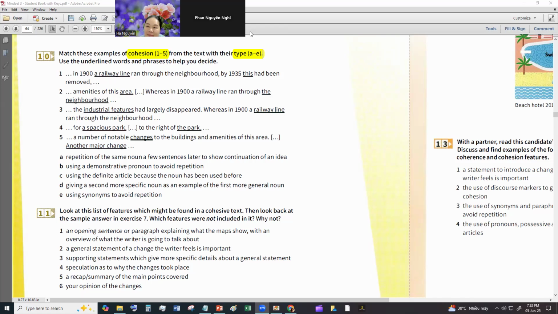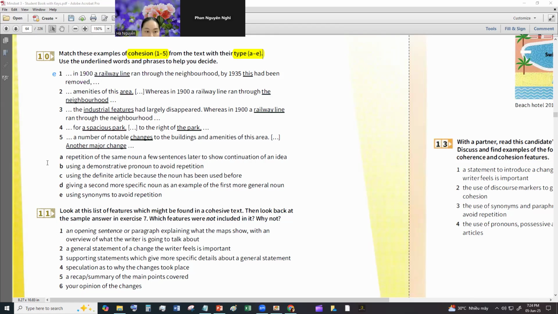Finished. Thank you very much. So let's discuss this. First off, number 1, "railway line" and "this". So what do you think this is? What type? Is using a demonstrative pronoun to avoid repetition. That's right. Good job. So 1E. Well done.